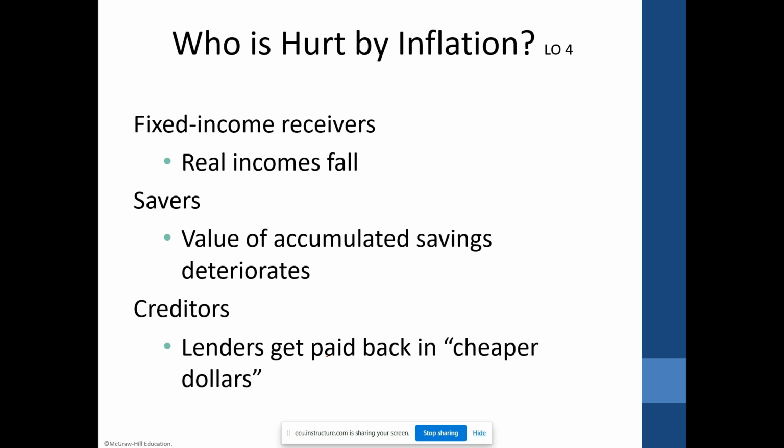Creditors or lenders can be harmed by unanticipated inflation. Interest on payments received may be less than the inflation rate, and the loan payments will have less purchasing power for the lenders when the lender does not correctly anticipate and account for inflation.